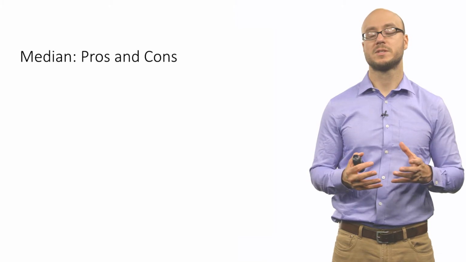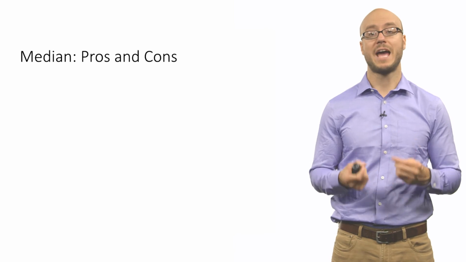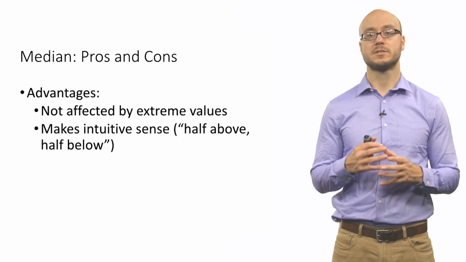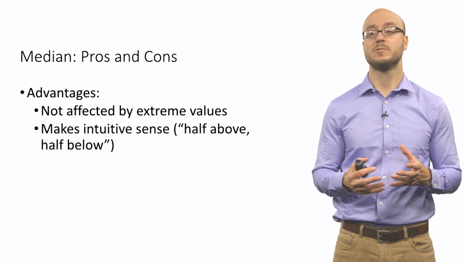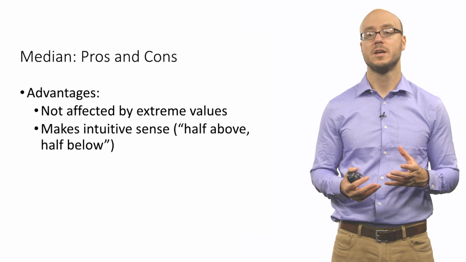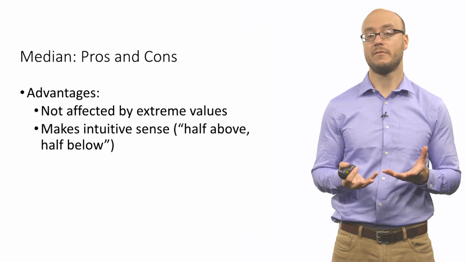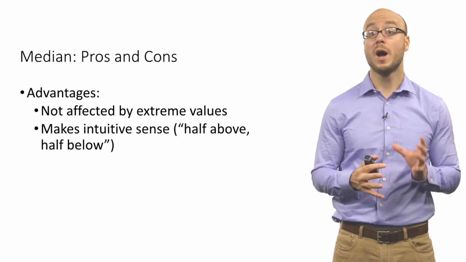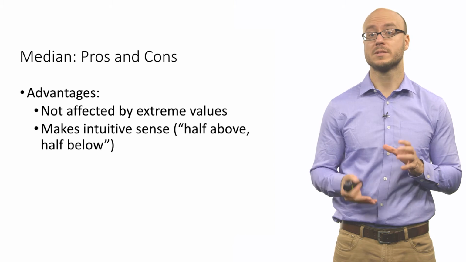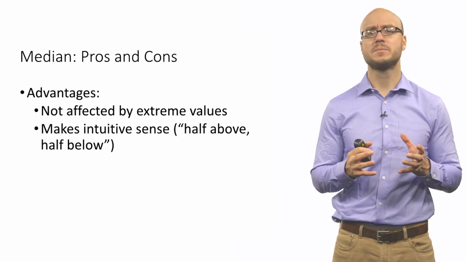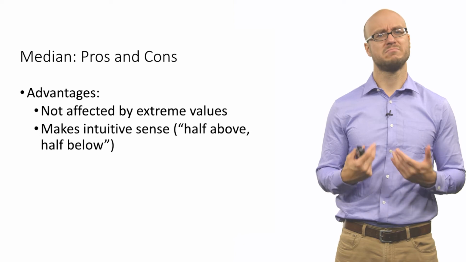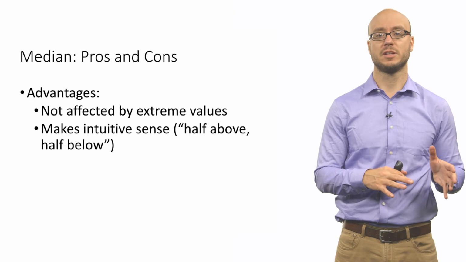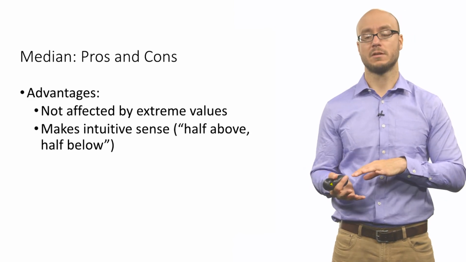The median, or the 50th percentile, has some advantages and disadvantages as a measure of central tendency. One of the advantages is that it's not affected by extreme values or outliers in a set of observations. If you have an extreme value or an outlier, the median is going to be more robust. It's not going to be as sensitive to those extreme values as the mean. Another nice property is that intuitively it makes a lot of sense, because the median is simply that number in which half of the observations are lower and half are higher.